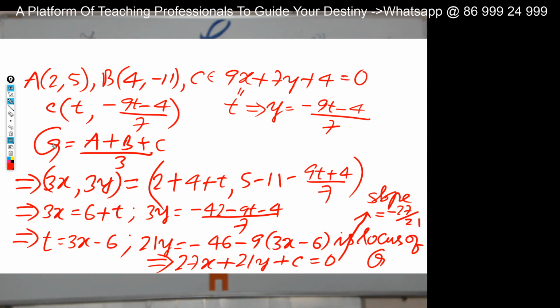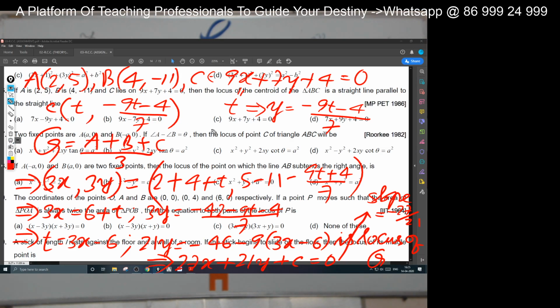Pratham said the answer as C. Minus 9 by 7 is parallel to this one. C is the answer. It is parallel to 9x plus 7y plus 4 equal to 0, whose slope is minus 9 by 7.